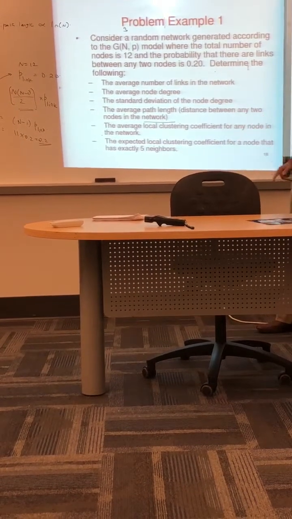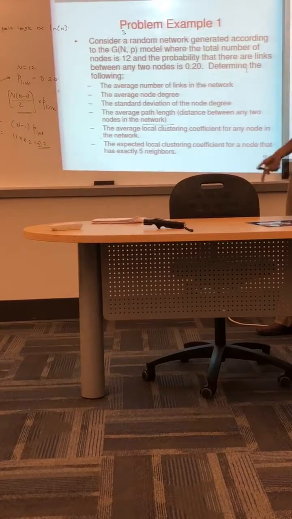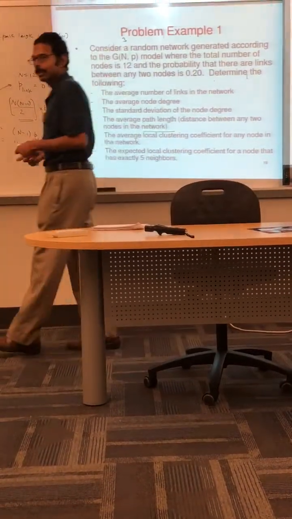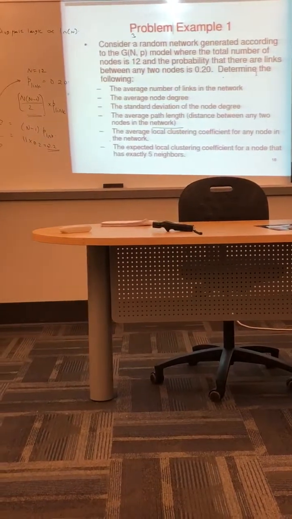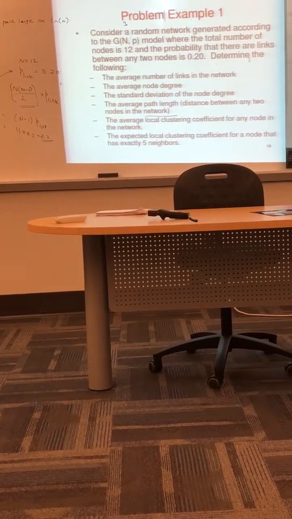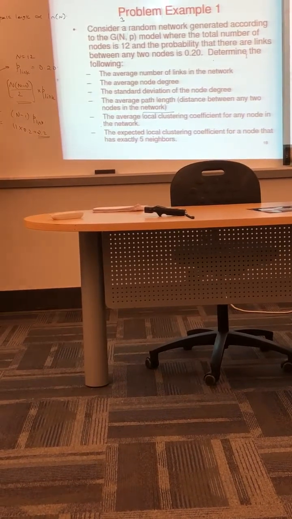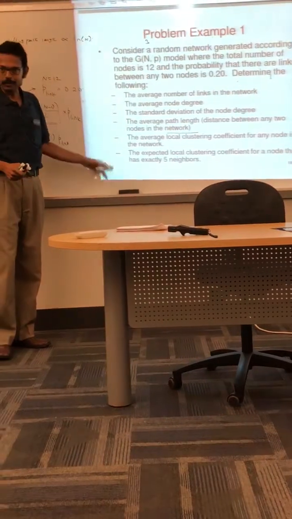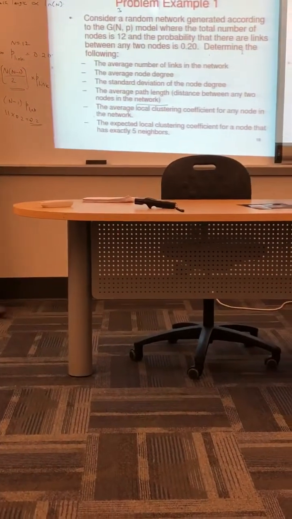It is again p-link. It doesn't matter how many neighbors you have, 5 neighbors or 10 neighbors, your expected local clustering coefficient is the same as p-link. Okay, so it's also 0.2. Is that clear? So given a problem like this, you should be able to answer.